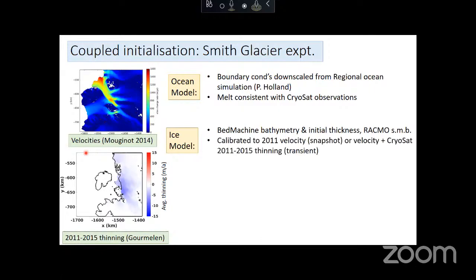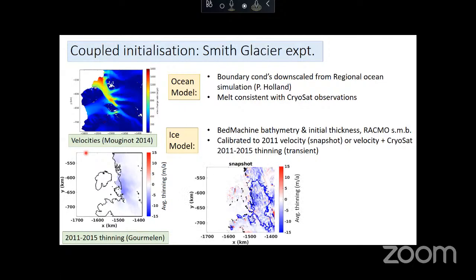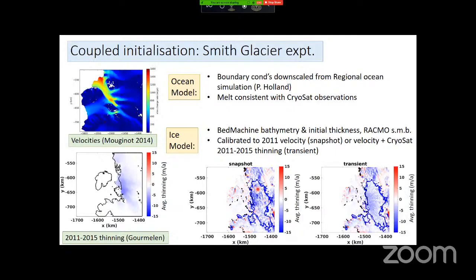And there are two possible ways in which I ran this. One, in which I just did a snapshot calibration and stuck an ocean model underneath it and let it go. And we can see that the inherent trend of mass loss within the ice sheet, especially where thinning is large, is not in agreement with observations. But when I calibrate the ice model transiently, taking account of the ocean melting as well, I get a solution that looks a lot more like reality over the years 2011 to 2015.